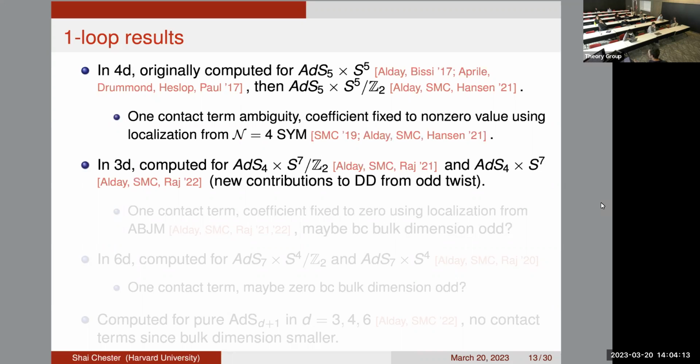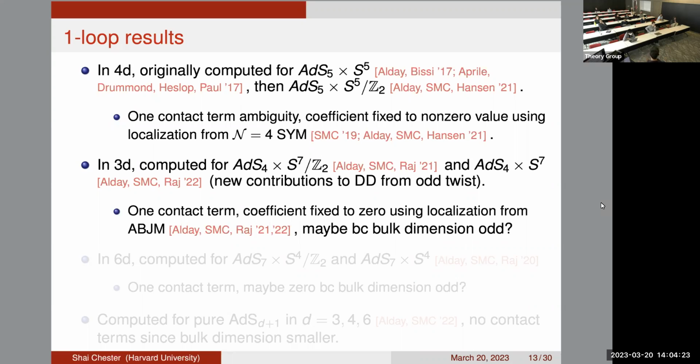So this one loop from tree level was also done for 3D maximal supersymmetry, both for AdS4 cross S7, as well as AdS4 cross S7 mod Z2. The calculation was much harder for various technical reasons. And a curious fact is that in this 3D context, it turns out that this contact term could be shown by localization to be 0, which I think might be related to the fact that the bulk dimension is small. That's kind of a curiosity.